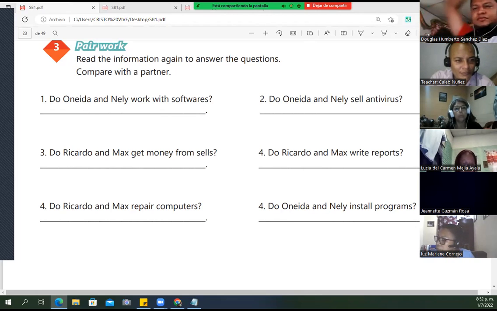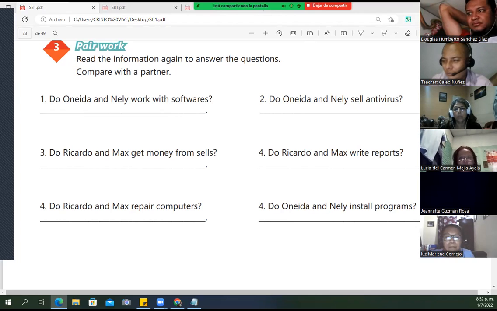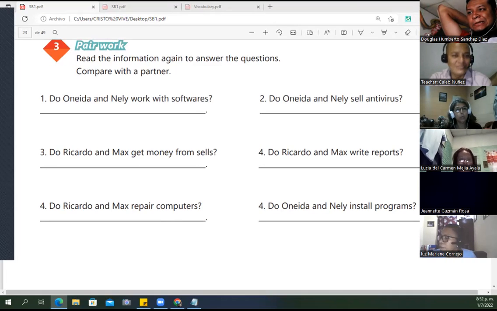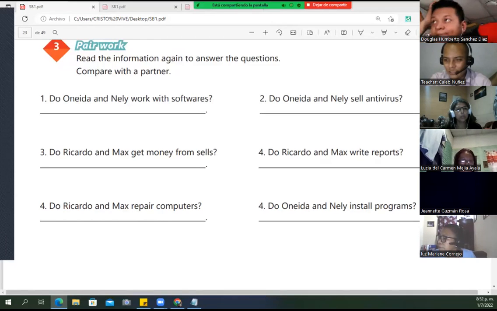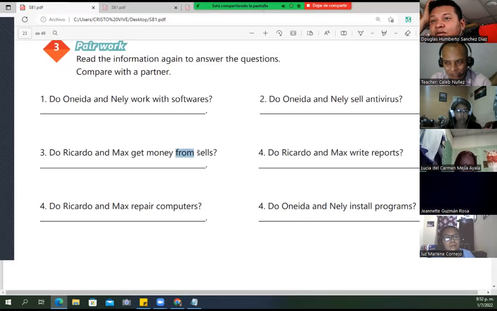Ramón, te voy a pedir que me ayudes con tu micrófono, porfa, porque hay mucho ruido en el lugar donde tú estás. Entonces, sigamos. Get, si lo ponemos con money, es get money, es obtener dinero. Obtener dinero, conseguir dinero, ganar dinero, right? Tiene muchos contextos ahí. Entonces, tu Ricardo. Do Ricardo and Max get money from sales?